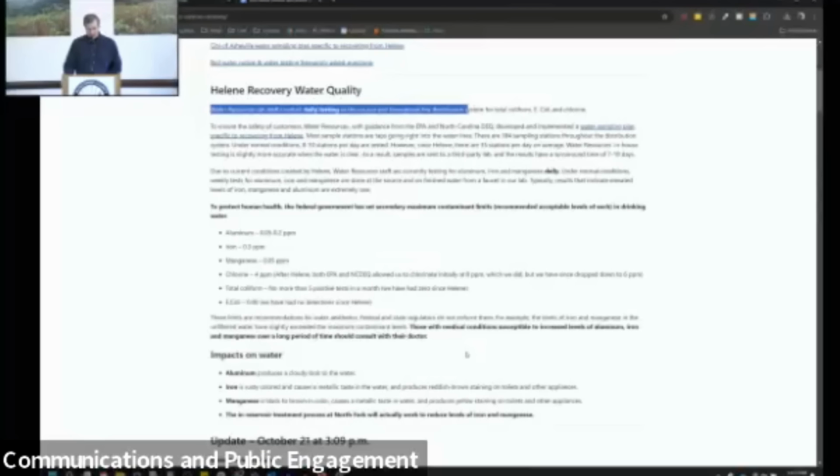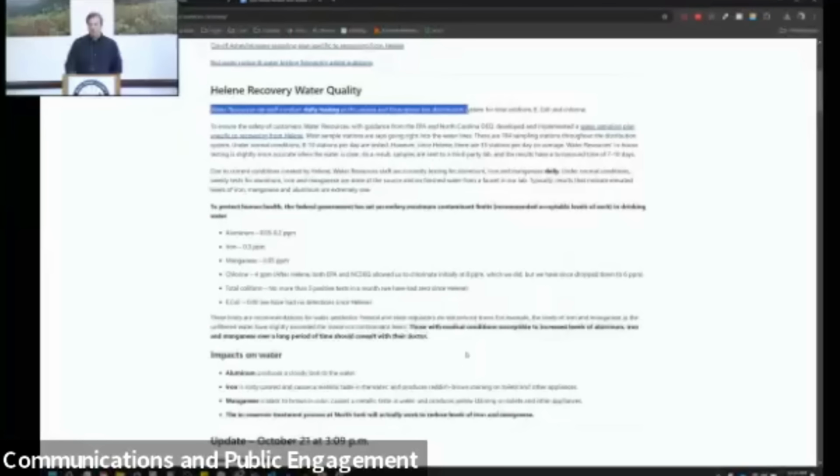E. coli, we are not allowed a single positive for E. coli because that would automatically trigger a boil water notice. And I want to be clear, that is not the reason we issued the boil water notice that we're under now. We issued that boil water notice because of the sediment that's in the water.